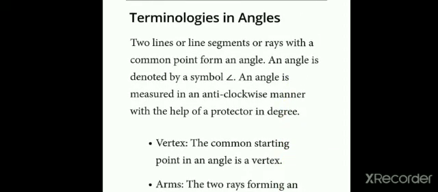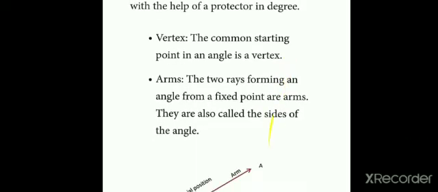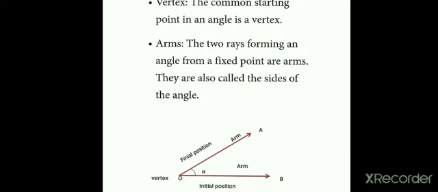See here, they have given two lines or line segments or rays with a common point forming an angle. Here there are two line segments, OA and OB. It has the common point O, and the gap between the two rays is called an angle.